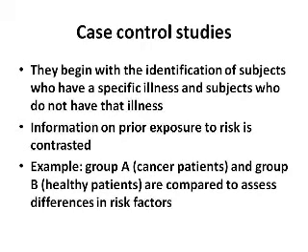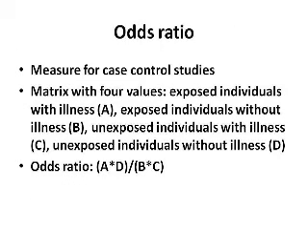Now, for case control studies, there will be four types of groups eventually. There will be a group that has the disease but is not exposed to the risk factor. There will be another group that has the disease and was exposed to the risk factor. There will be a group that does not have the disease, the healthy patients, but they were nevertheless exposed to the risk factor. And there will be a group of people who do not have the disease and were not exposed to the risk factor.